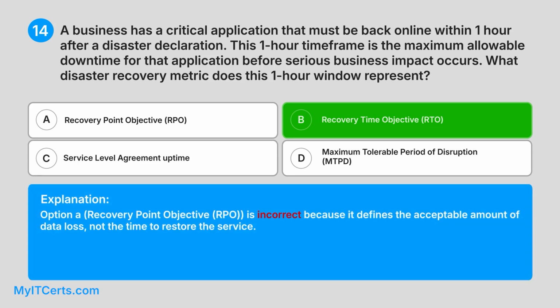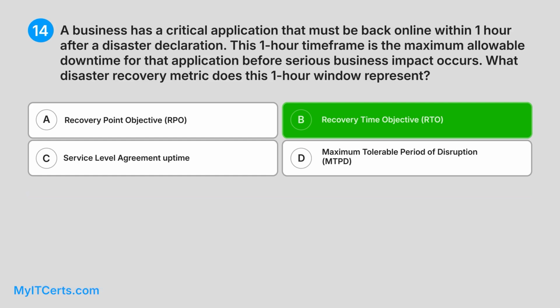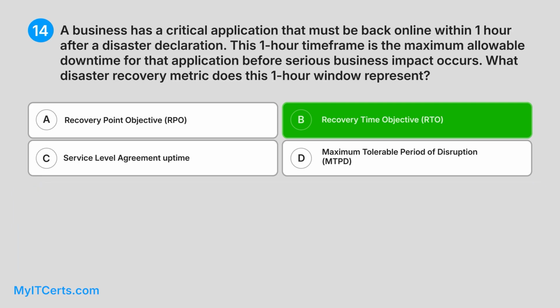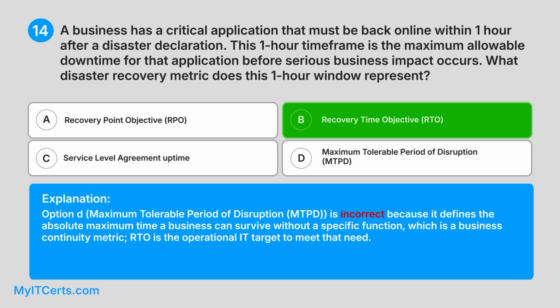Option A, Recovery Point Objective, RPO, is incorrect because it defines the acceptable amount of data loss, not the time to restore the service. Option C, Service Level Agreement, Uptime, is incorrect because it is a contractual measure of availability, often calculated over longer periods like a month or a year. Option D, Maximum Tolerable Period of Disruption, MTPD, is incorrect because it defines the absolute maximum time a business can survive without a specific function, which is a business continuity metric. RTO is the operational IT target to meet that need.